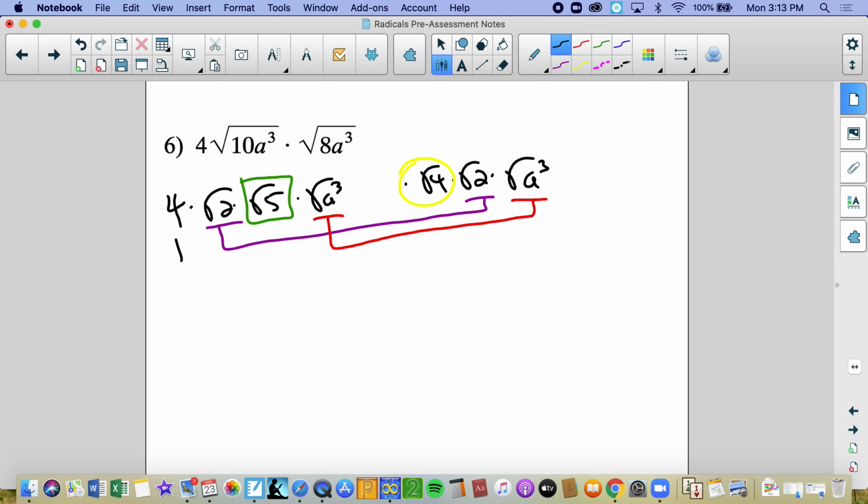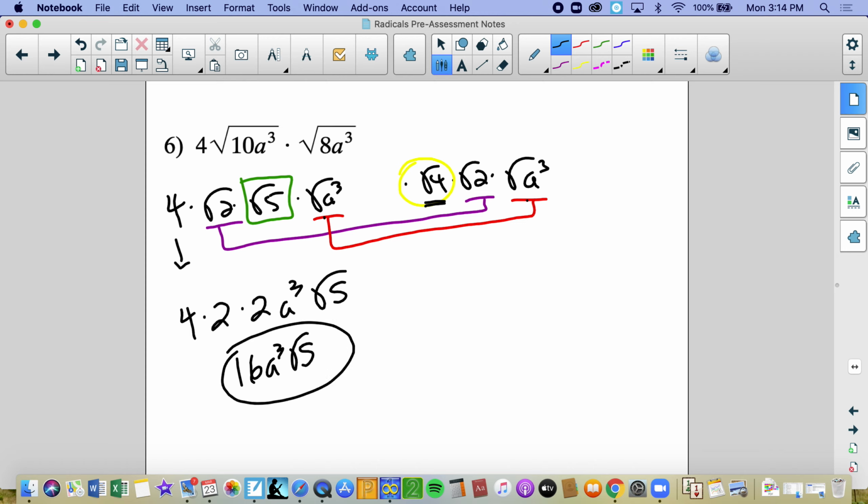So let's go. We got 4. We have 2 because of rad 2 times rad 2. We have another 2 because of the square root of 4. And then we have a cubed because we have rad a cubed. And then in my leftover is rad 5. So that's 4 times 2 is 8, times 2 is 16a cubed rad 5. Keeping track of it is going to be very important so you don't lose stuff.